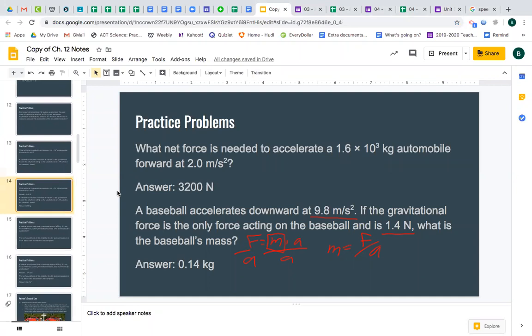Here are your answers for those two questions. Your first one should be 3,200 newtons, and your second one should be 0.14 kilograms. Because it's a mass, I don't need a direction, because mass doesn't have direction. It's simply a scalar quantity that only has a magnitude. I have two more practice questions for you to try.